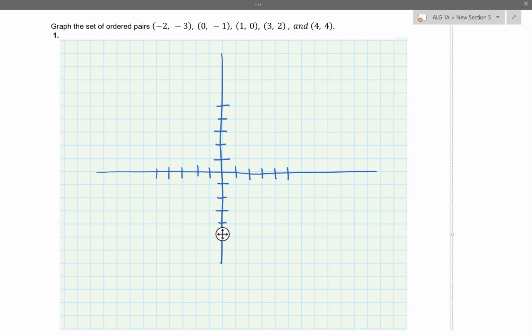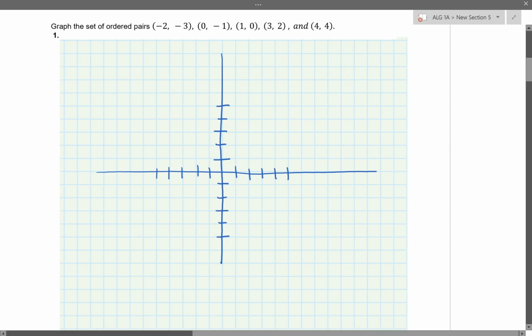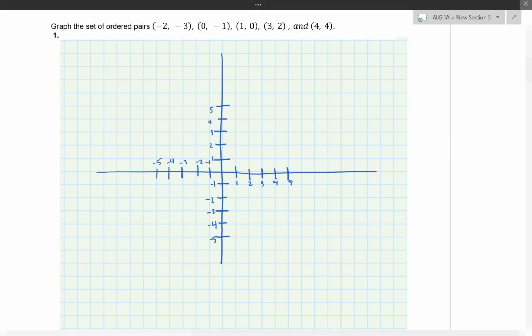So, let's actually number these 1, 2, 3, 4, and 5. Then I have up 1, 2, 3, 4, and 5. If I go down, they're negative, negative 1, negative 2, negative 3, negative 4, and negative 5. If I go to the left, they're also negative, so I have a negative 1, a negative 2, a negative 3, a negative 4, and a negative 5.